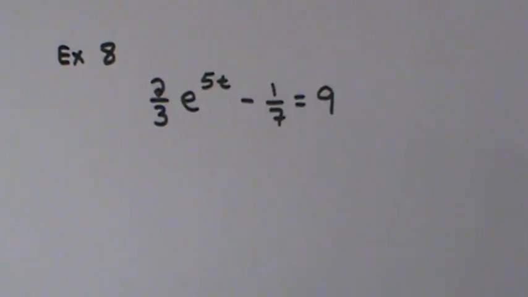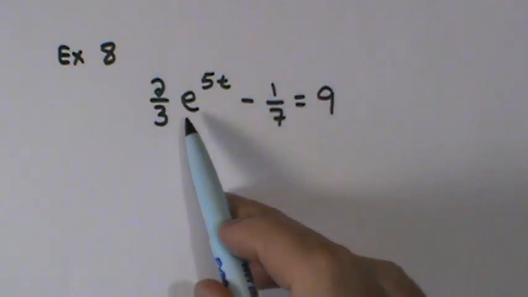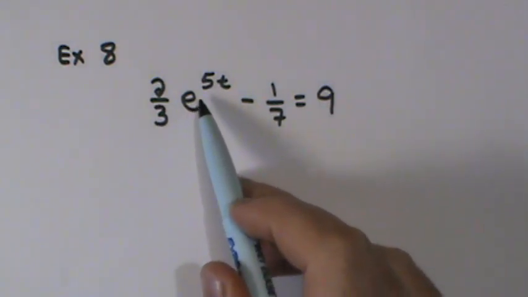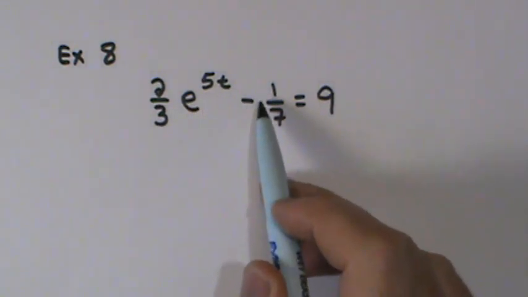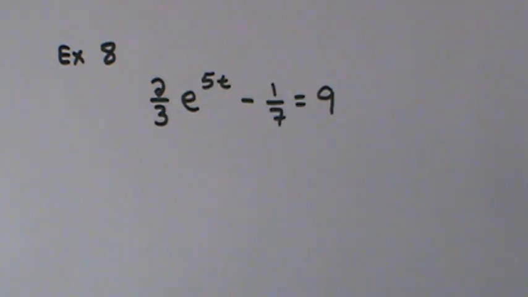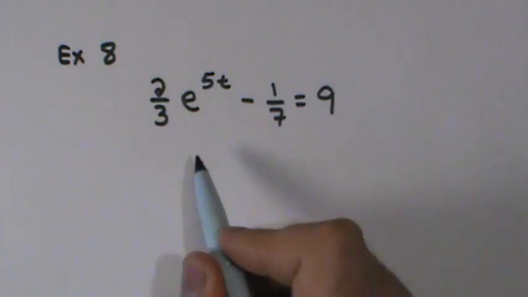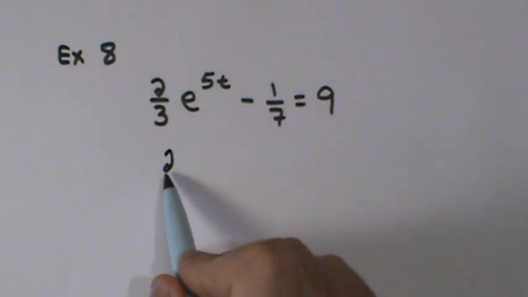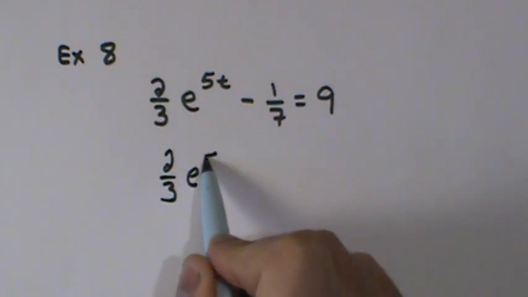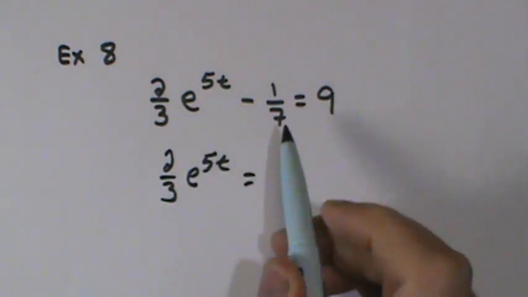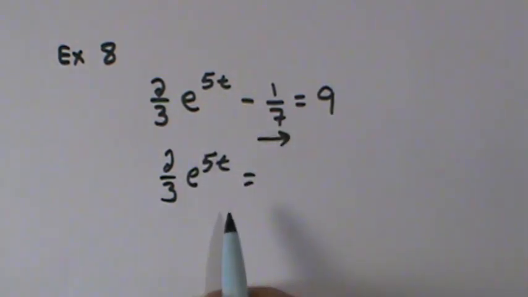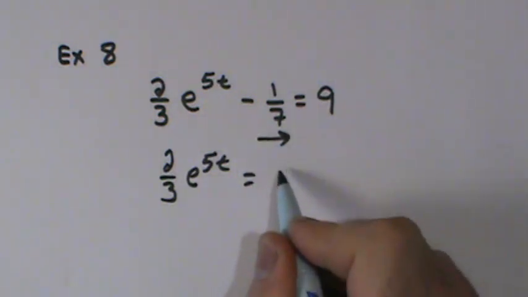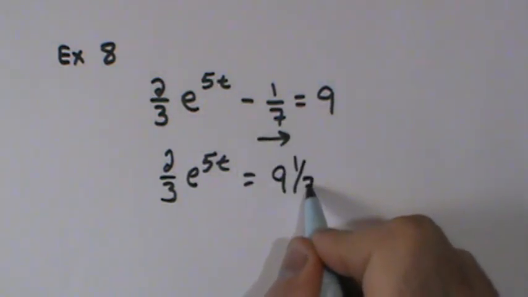And so for this problem we've got 2/3 e. E is just a number. Raised to the 5t minus 1/7 equals 9. You start off with the same transition. You can move some numbers, you can do a little bit of algebra, you want to do that. So I'm going to say 2/3 e to the 5t equals, I'm simply going to move the 1/7 over. 9 plus a 7th is 9 and 1/7.